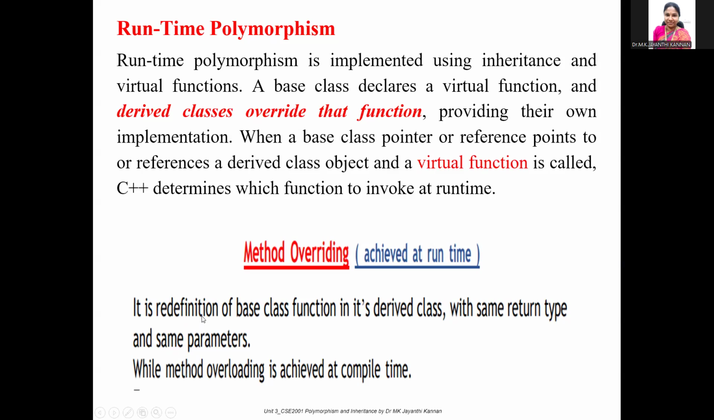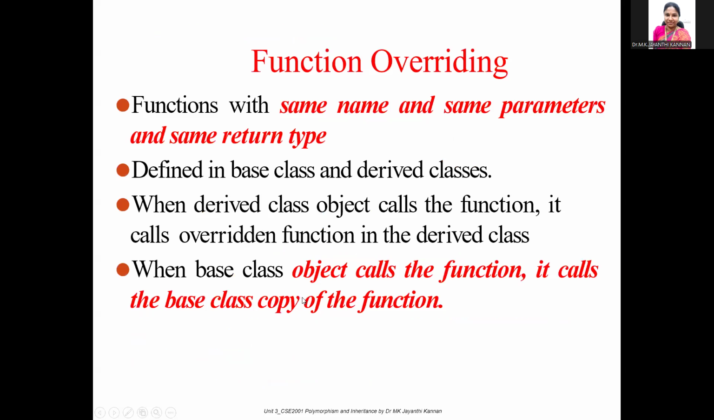Overriding is a redefinition of the base class function in the derived class with the same return type and same parameters, while method overloading is achieved at compile time. Method overloading and operator overloading are achieved through compile time polymorphism, and function overriding and virtual functions are attained through dynamic binding, or runtime polymorphism.